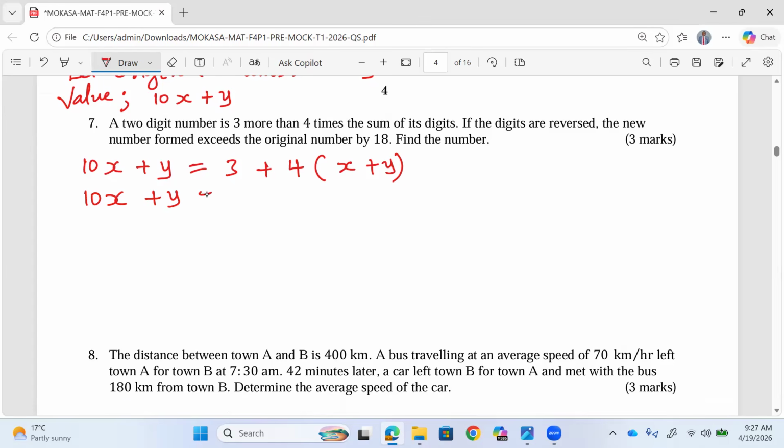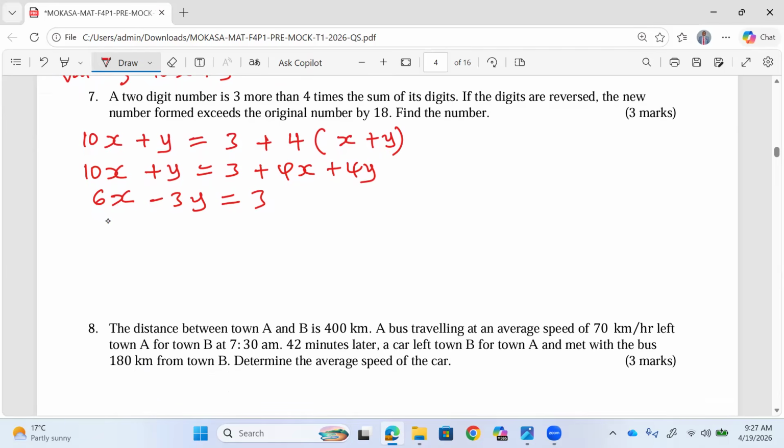10x plus y equals 3 plus 4x plus 4y. Can we group the x's and the y's together? So this is 6x, this is negative 3y, equal to 3. We bring 4x to the left-hand side: 10 minus 4, 6x. Now y minus 4y becomes negative 3y equals 3. So 2x minus y equals 1.